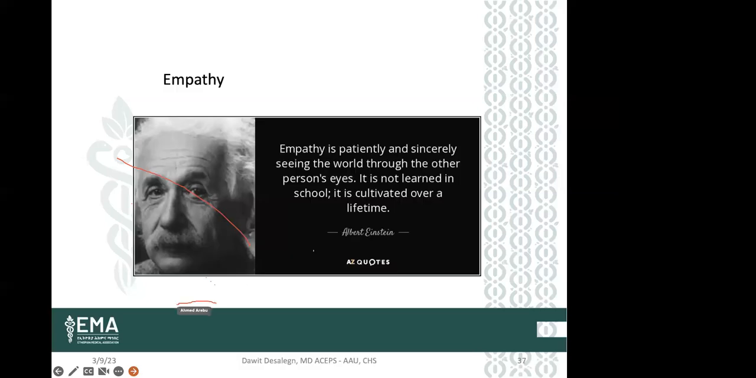And lastly, about empathy, Albert Einstein said it is potentially, patiently, and sincerely seeing the world through the other person's side.